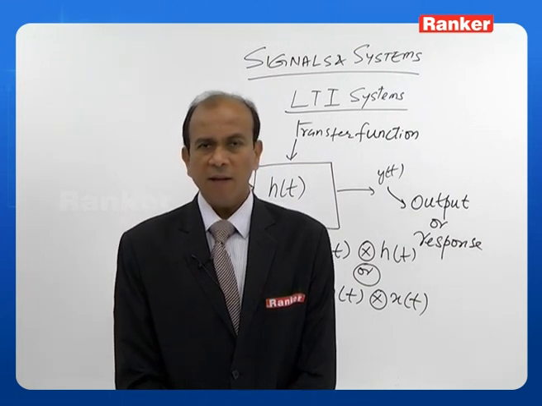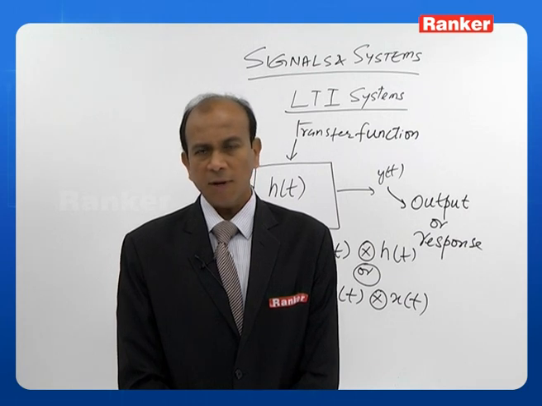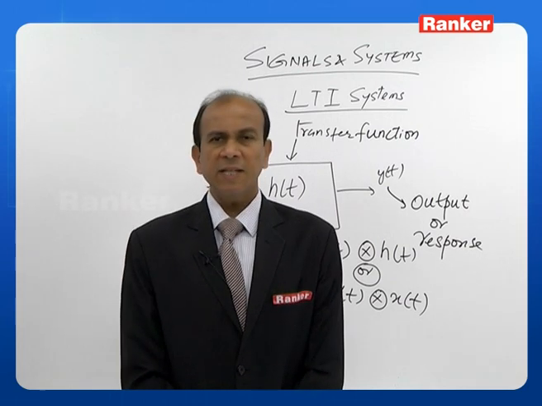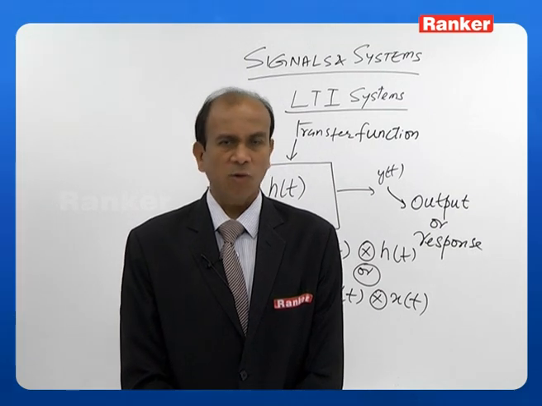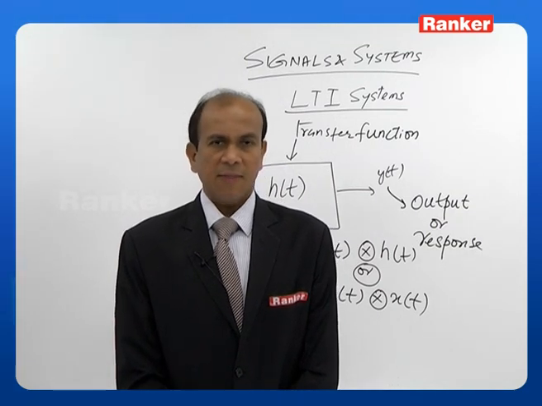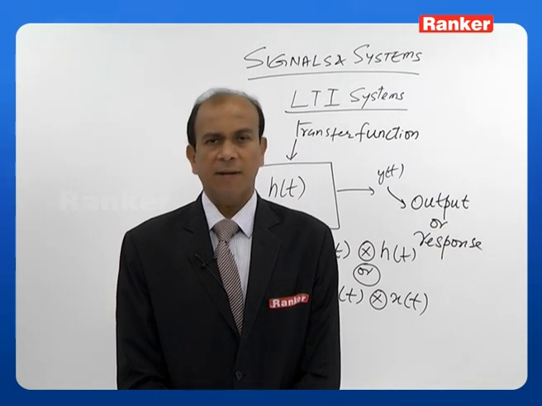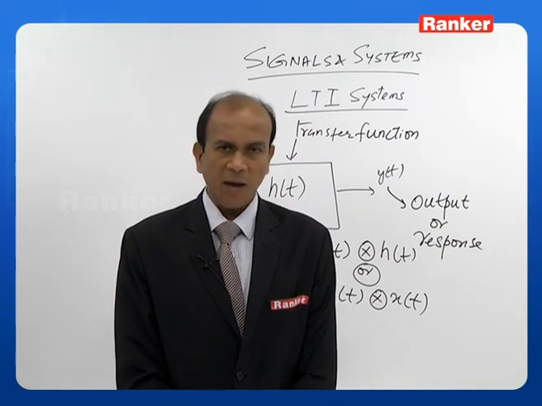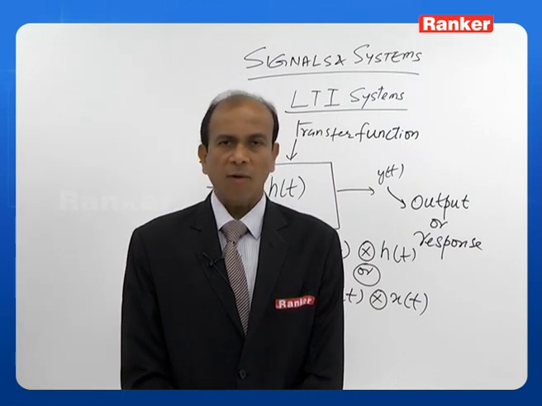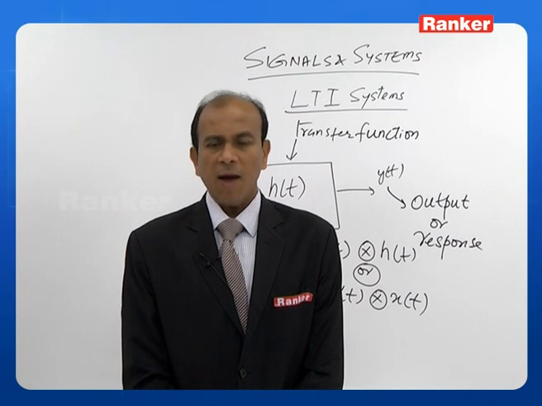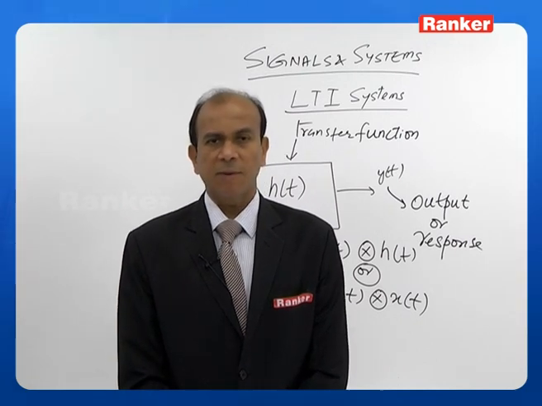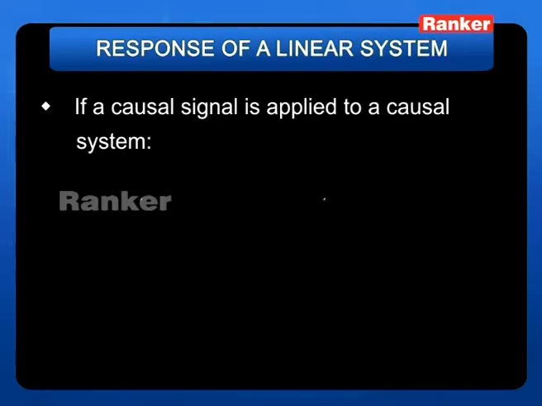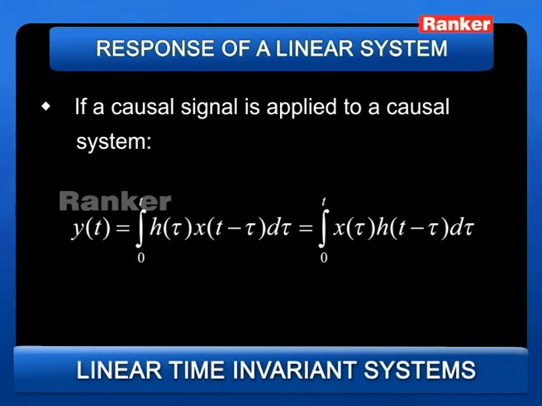In the earlier cases, we have seen the first where both are non-causal, that is, the system is non-causal and the signal applied is also non-causal. In the second case, we have seen the system is non-causal whereas the input applied is causal. In the third case, we have seen the system is causal whereas the input applied is non-causal. And finally, the fourth case, which we are right now seeing, is where both are causal, that is, my system is causal and the input which I applied to the system is also causal. In such a case, y of t is given by the integral from 0 to t of h of tau x of t minus tau d tau, or you can also write this as the integral from 0 to t of x of tau h of t minus tau d tau.